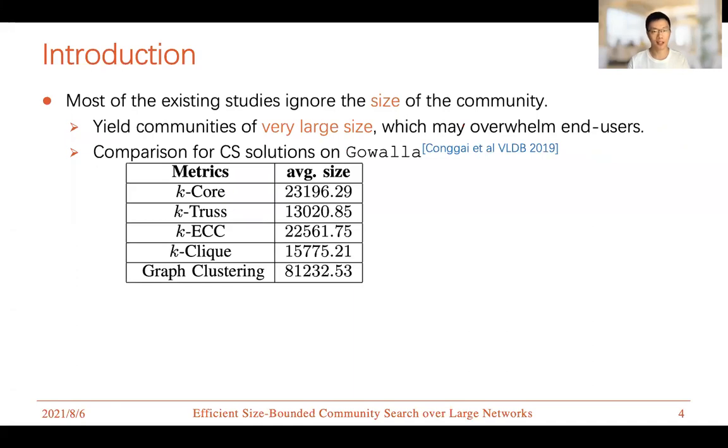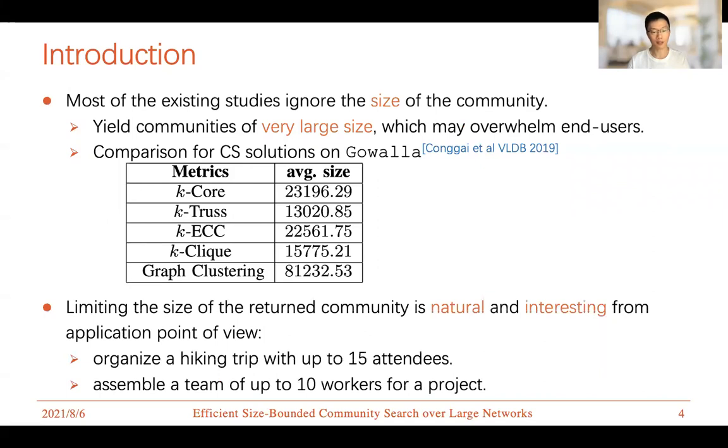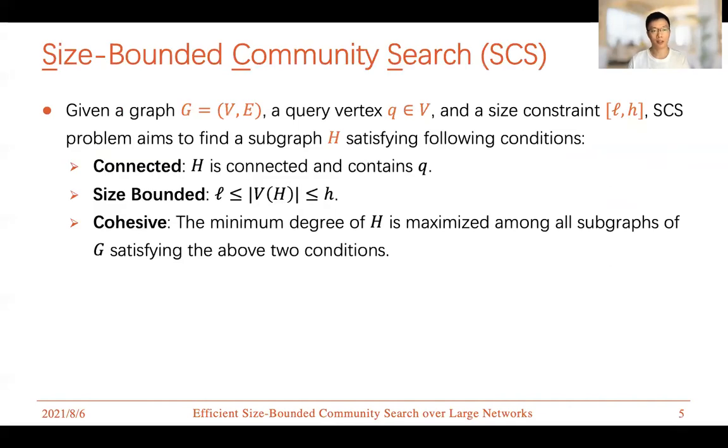Most of the existing studies ignore the size of the community, and yield communities of very large size, which may overwhelm end users. Here is a comparison for community search solutions on Gowalla. We can see no matter which metric is used, the size of the community is large. Limiting the size of the returned community is natural and interesting from an application point of view, like organizing a hiking trip with up to 15 attendees, or assembling a team of up to 10 workers for a project. So in this paper, we study size-bounded community search.